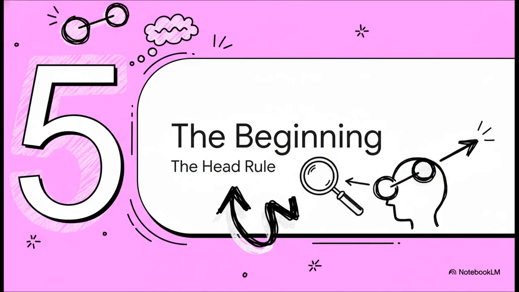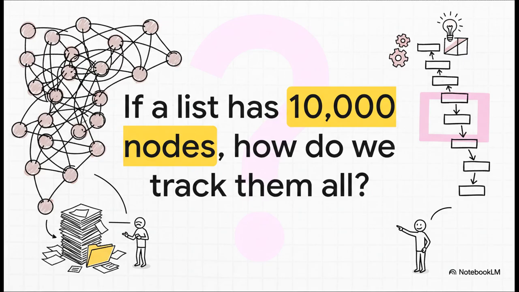Okay, so linking 2 nodes is easy, but what happens when you have thousands? How do you even keep track of all of them? Well, this leads us to the single most important rule of linked lists, the head rule. Let's just zoom out for a second. Our little 2-node list is simple to manage. But what if you have a massive list? Let's say 10,000 nodes long. Are you going to create 10,000 different variables in your code to remember each one? No way. That would be a total nightmare.